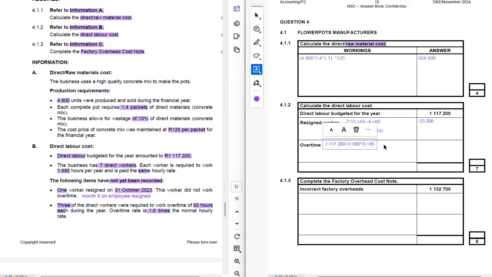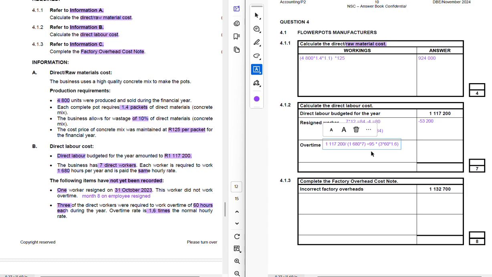Now the next thing you need to ask is, how many hours am I going to consider? Then you're going to multiply 95 by 3 employees that worked overtime. These employees worked for 60 hours each, so multiplied by 60 hours. Here you also need to multiply this by what? 1.6. You can multiply by 1.6 here, because we're told that the rate is based on 1.6.